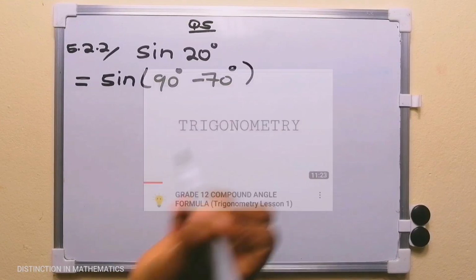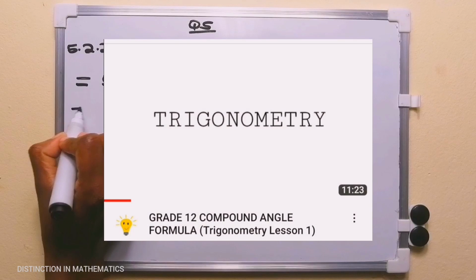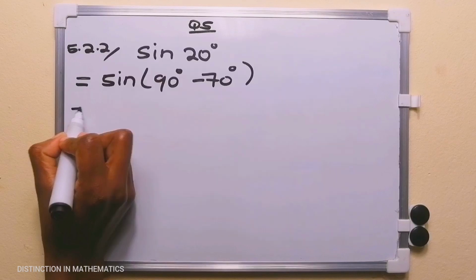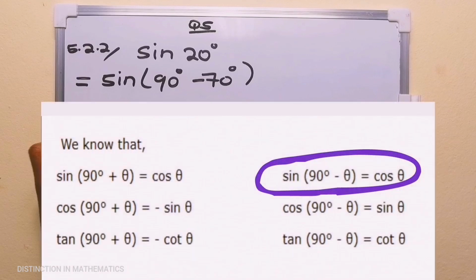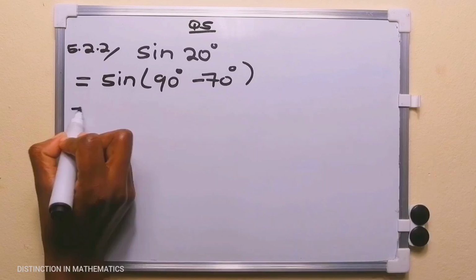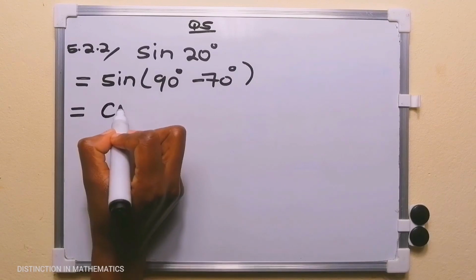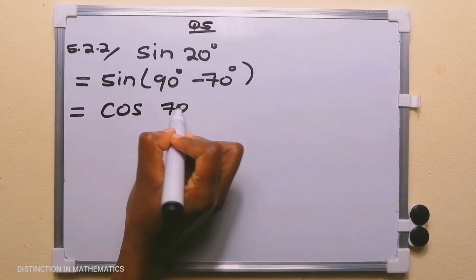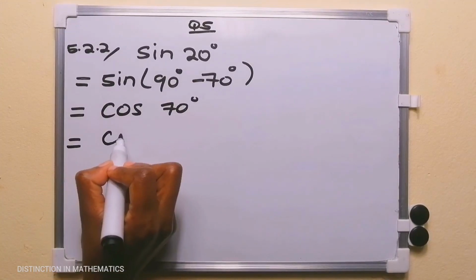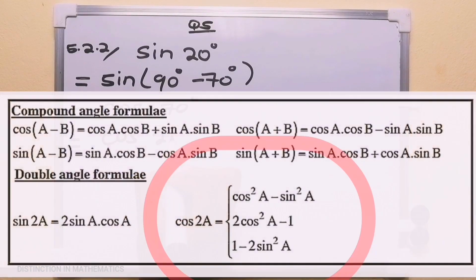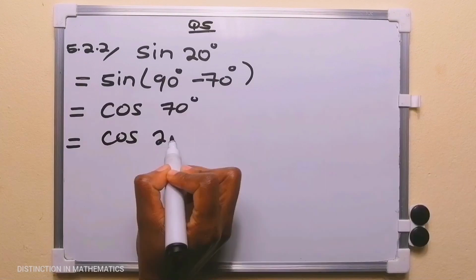And please go through this video, which explains the trigonometrical ratios of 180 degrees minus theta, to get a clear explanation of how sine of 90 minus changes into a positive cos. So sine of 90 degrees minus 70 degrees will give us a positive cos 70 degrees. And then we can use the double angle formula for cos to simplify it in terms of m.